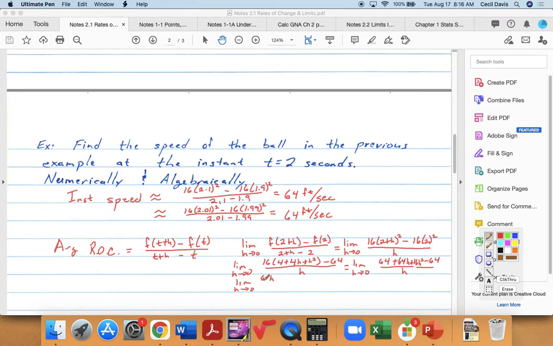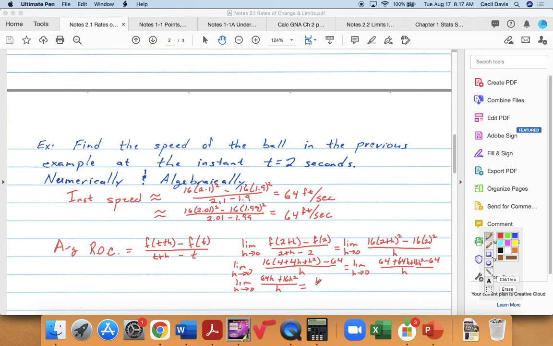So this is 64h plus 16h squared divided by h. You can get rid of the h. Yeah, you can divide out the h. Now, here's the deal. As a function, this function and the divided out by h function are not the same because you have eliminated the fact that there's a 0 on the bottom. But as a limit, they are the same. Because with a limit, we don't care what happens at a particular point. We care what happens as you get close to that point.